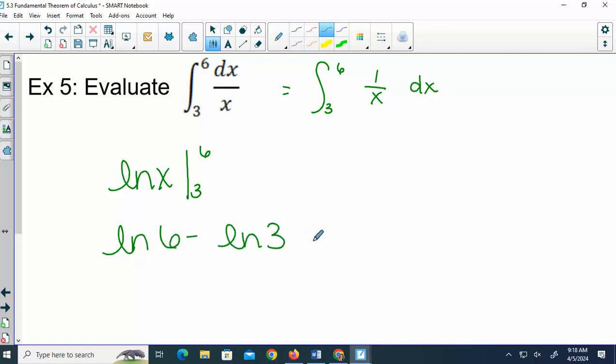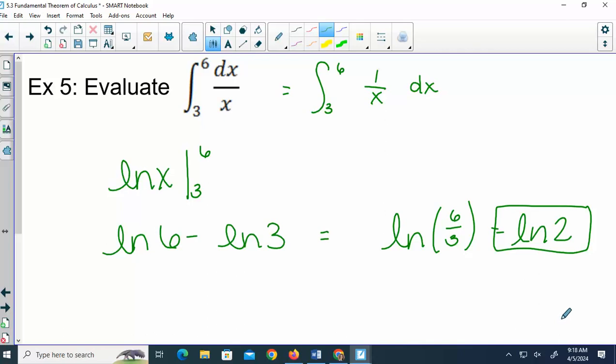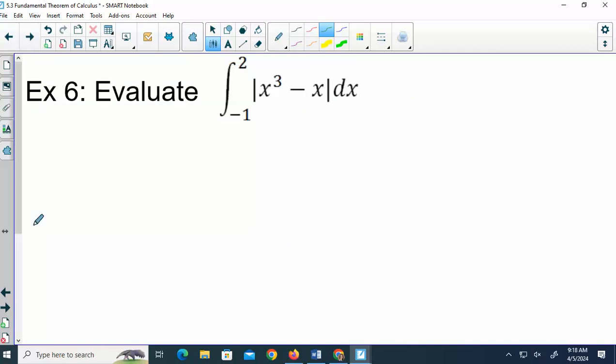Alright, bonus question. How do you put those natural logs together? Logs are subtracted. What do you do with their arguments? You divide. Think about it like exponent rules. You subtract exponents when you're dividing. So it's the same thing as the natural log of 2. All right, 2 more.